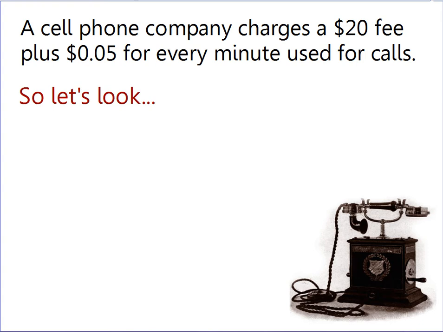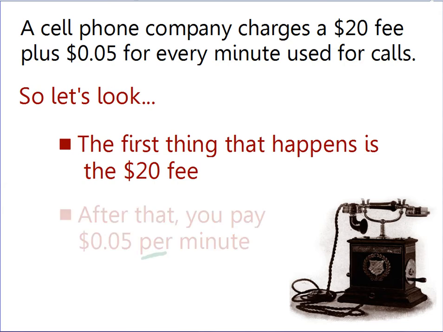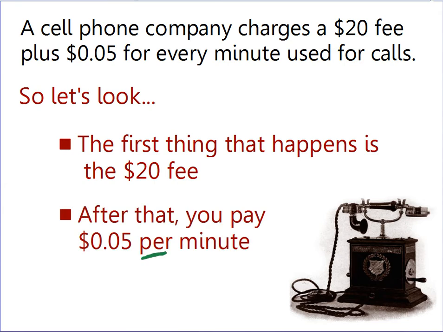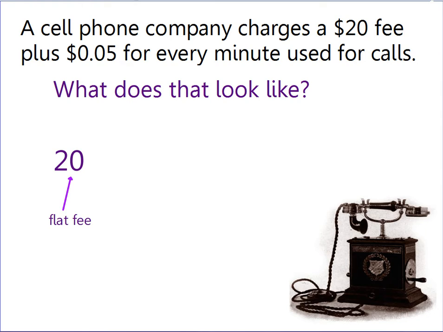We know that this cell phone company is first of all going to charge a $20 fee. And after that $20 fee, they're going to pay 5 cents per minute. Remember, the word per from our past lesson means multiplication. We're going to use that to our advantage today. So we have our $20 flat fee. That won't change from month to month to month. You are always going to be charged that $20 fee.